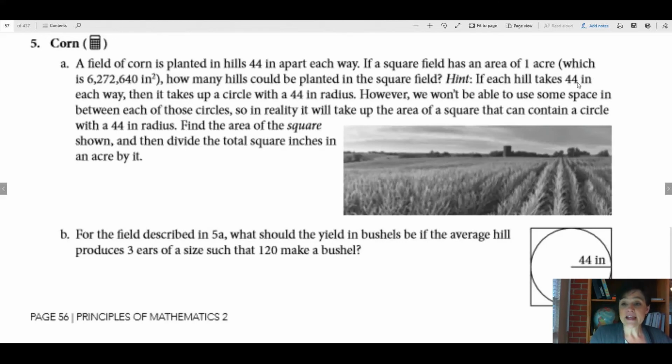Okay, so each hill takes 44 inches each way, and it takes up a circle with a radius of this. So basically that's what it's telling you. This is what it's taking up. This is our square field, okay? But where they're planting it takes up this much space. So find the area of the square. Well, do you remember how to find the area of the square? Well, actually, I don't think that would be what we do first. Dimensions of each side of the square.